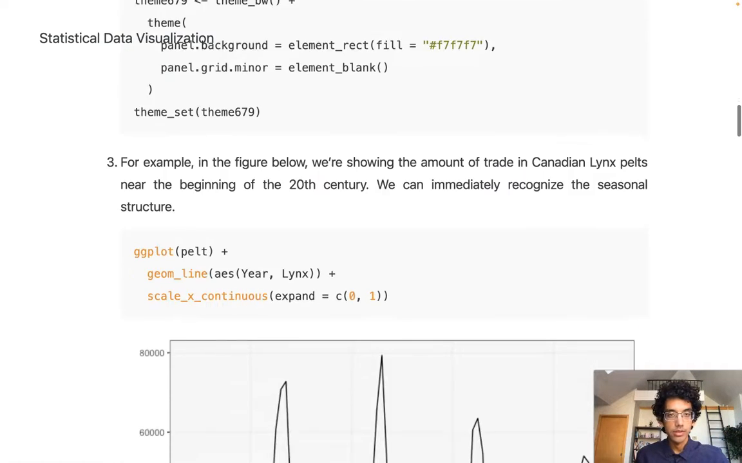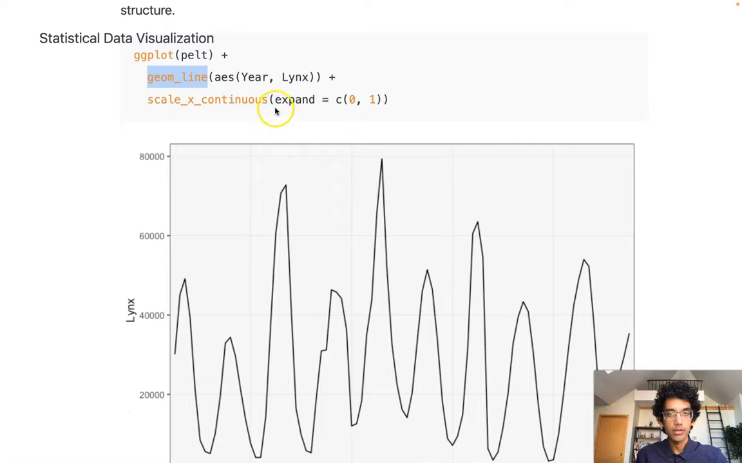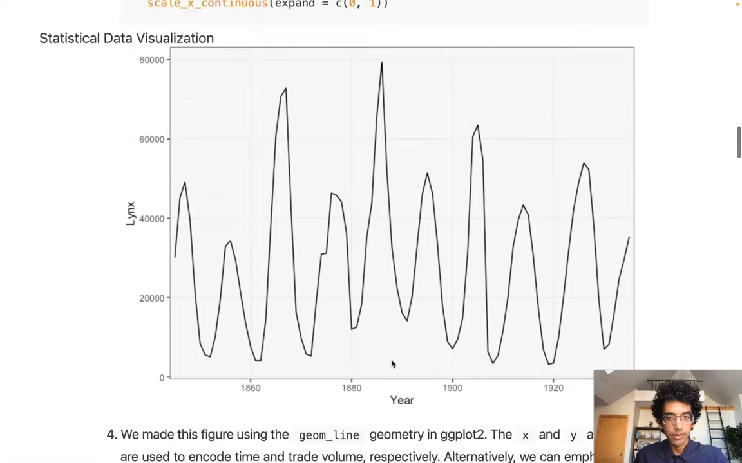So here's the data set. It's the trade in Canadian lynx pelts. We just use a geom_line. Here I've used it so that it doesn't have any additional gap around x. So you immediately see these large peaks and these smaller peaks, and you also see the overall seasonal pattern.